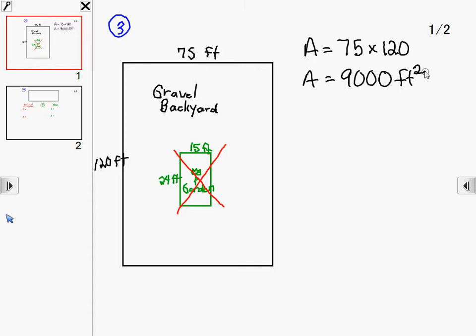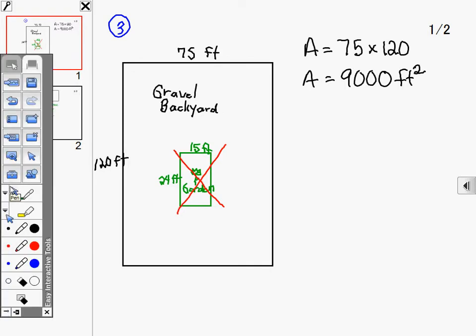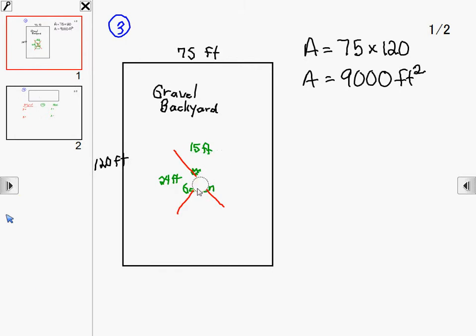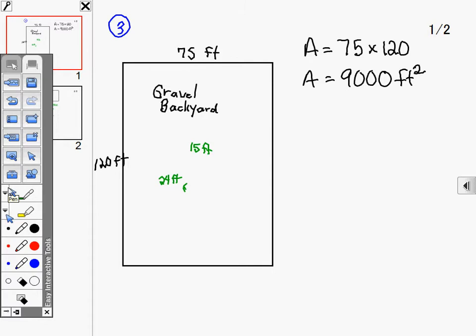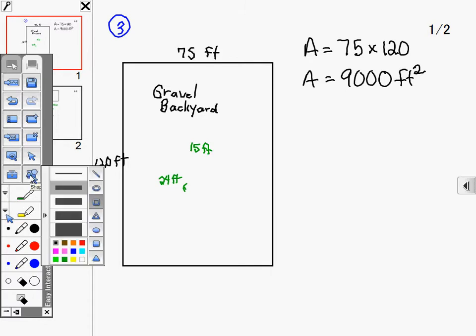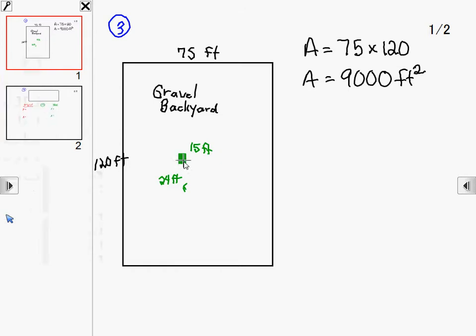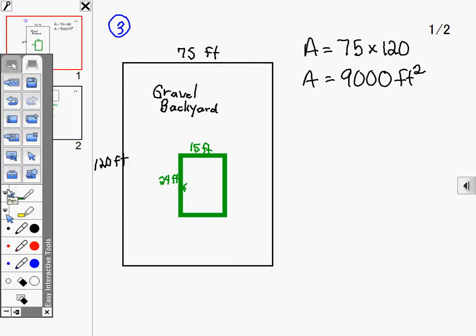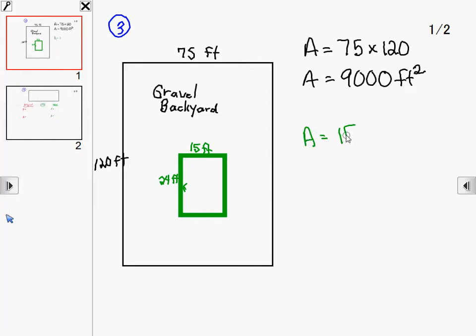But the problem is, there is this vegetable garden here. It happens to be 15 by 24. So if we're going to put the vegetable garden back in there, then how are we going to find its area? What I did was I found the area of the entire yard, then I found the area of the vegetable garden. All right, so let's find the area of the vegetable garden while you're talking about that. It's length times width, 15 times 24. And what'd you get?